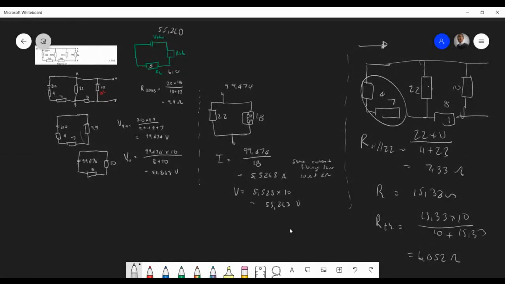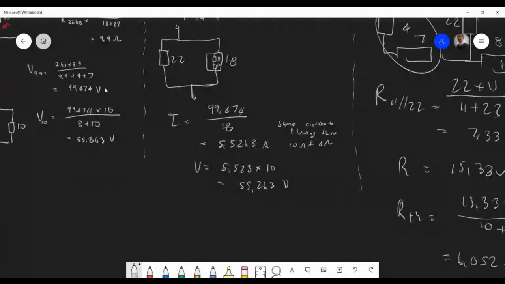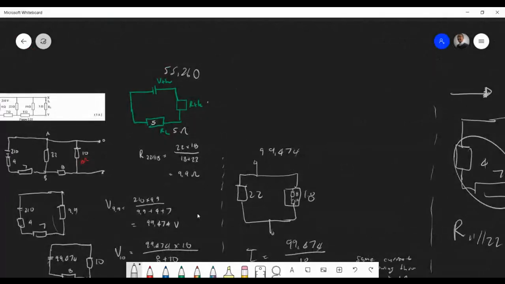Take this back over here. Can we find the current? Oh, it's R Thevenin over here. You know, that's 5 ohms. 6.052. What do we get here? So maybe we're going back to our circuit. 5 plus 6.052. So there's our current there.